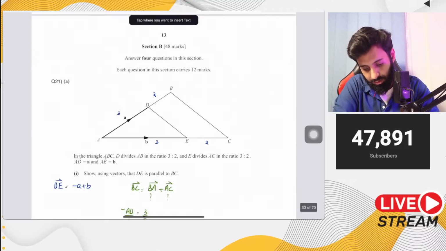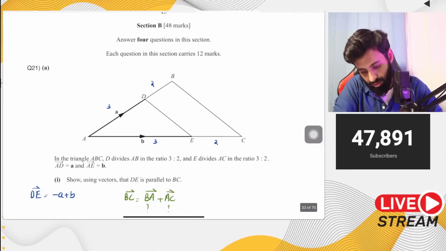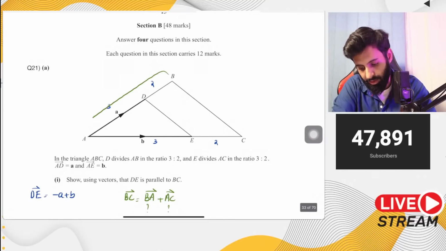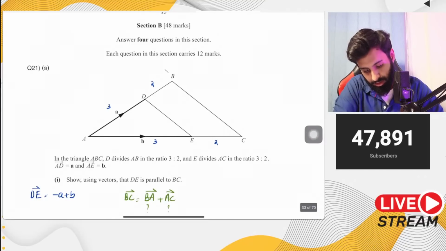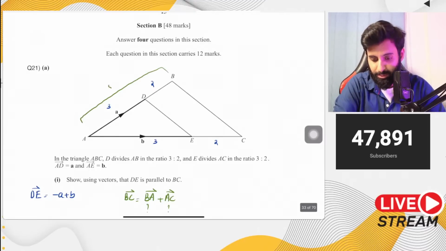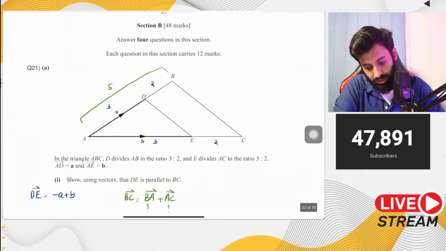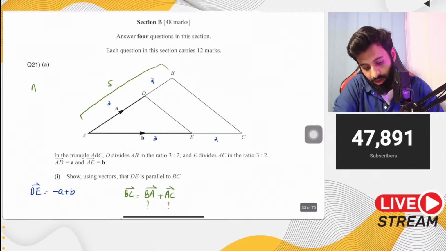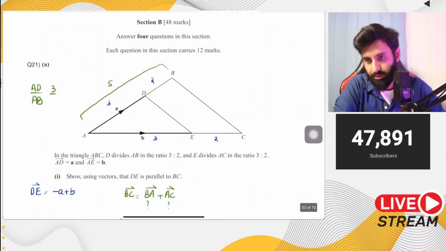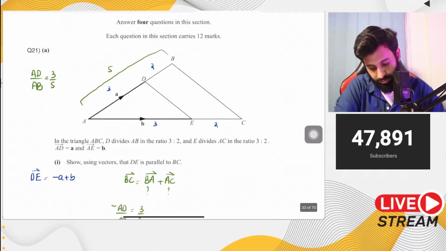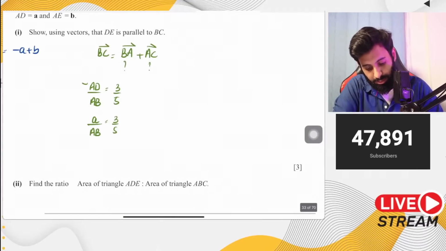That's because this altogether has been divided into 5 parts. So that means AD and AB, which is the total, are in the ratio 3:5. Now if you cross multiply, AB turns out to be 5/3 a.